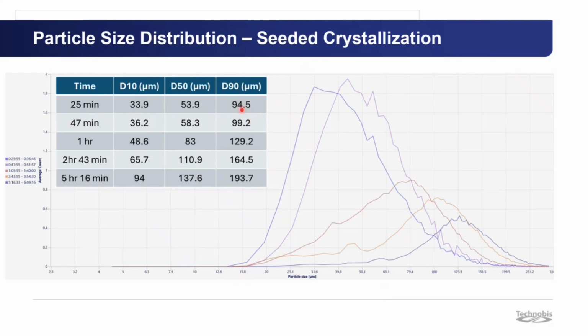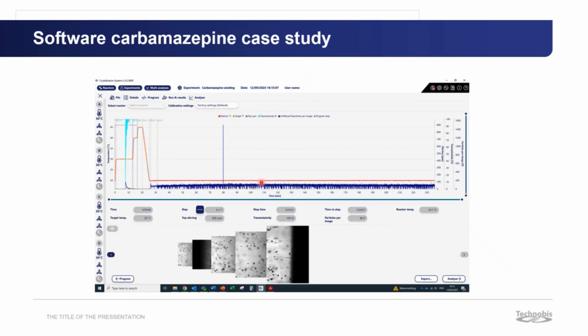The difference between the D90 and D10 at the beginning is about 60 microns. However, at the end of the experiment, this is now 100 microns. So whilst there is growth, the difference between the larger particles and smaller particles has actually increased. Now I'll show you how to analyze the sample within the software.